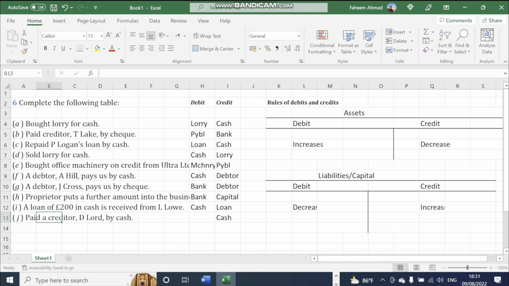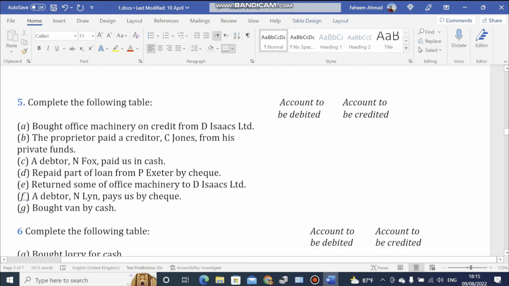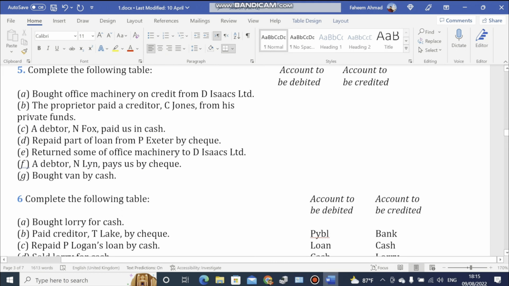Creditor is a payable, creditor is a liability. Liability decreases, debit. So payable, debit. Okay, let's do some practice here.